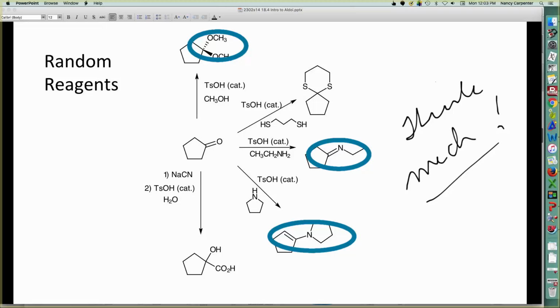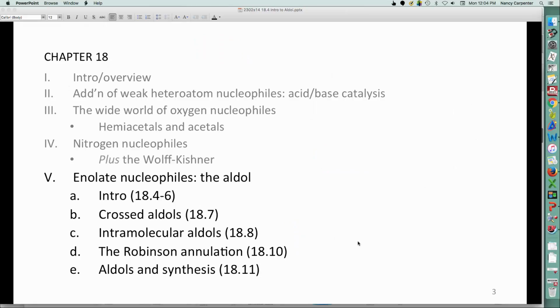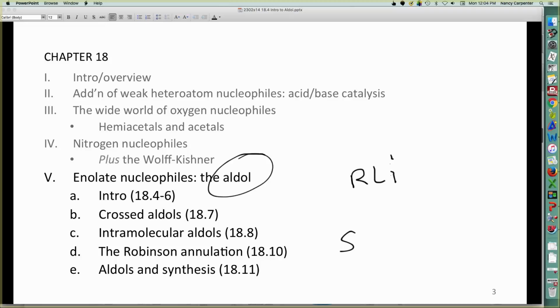And I think that is really especially true when it comes to looking at the aldol. So, this is where we're at. We've looked at the addition of oxygen nucleophiles and nitrogen nucleophiles, and we threw in the Wolff-Kishner. Now we're going to look at addition of a carbon nucleophile. Well, we've already looked at addition of carbon nucleophiles, Grignards and organolithiums in Chapter 17. But these are soft carbon nucleophiles in that we're now looking at addition of enolates. So this mini lecture will just focus on the introduction, a big overview, and then we'll look at some of the nuances in subsequent mini lectures.